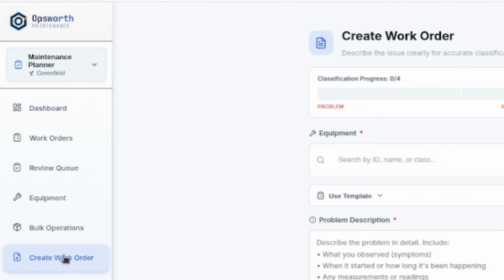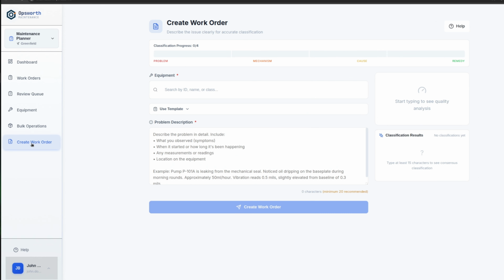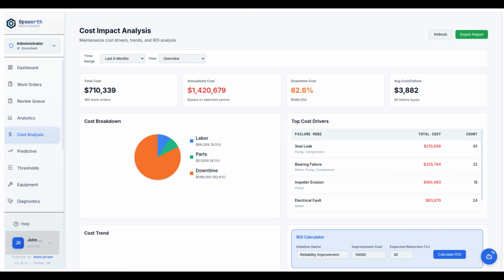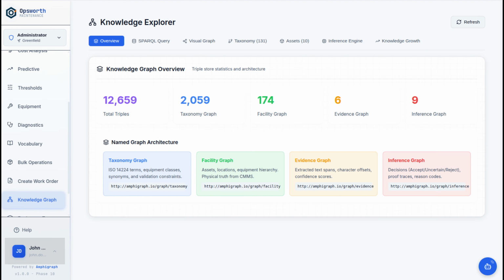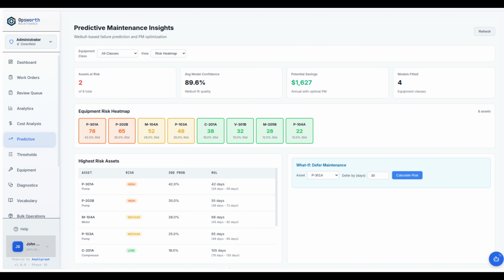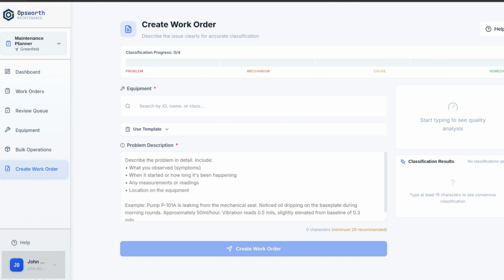Notice we're logged in as a maintenance planner in Greenfield mode. Greenfield is for organizations just starting their classification journey. The system provides extra guidance and coaching. As your data matures, thousands of classified work orders later, Opsworth adapts automatically, showing more insights.